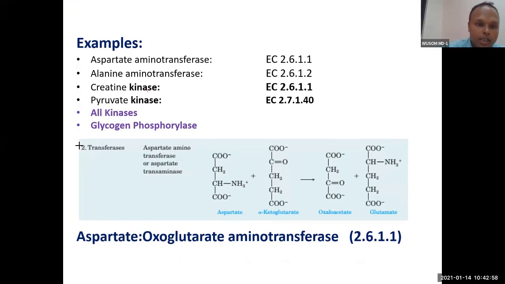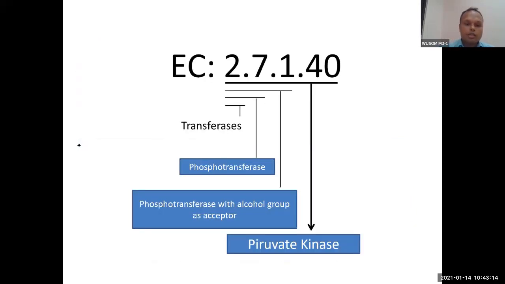All kinases are transferases. And then there is something called phosphorylase. Glycogen phosphorylase, a very important enzyme. This is also a transferase. All kinases are transferases, and glycogen phosphorylase. These two are very important parts of transferases. So let's see, this is pyruvate kinase. Again, I have explained, this refers to transferase. This is the group it transfers.